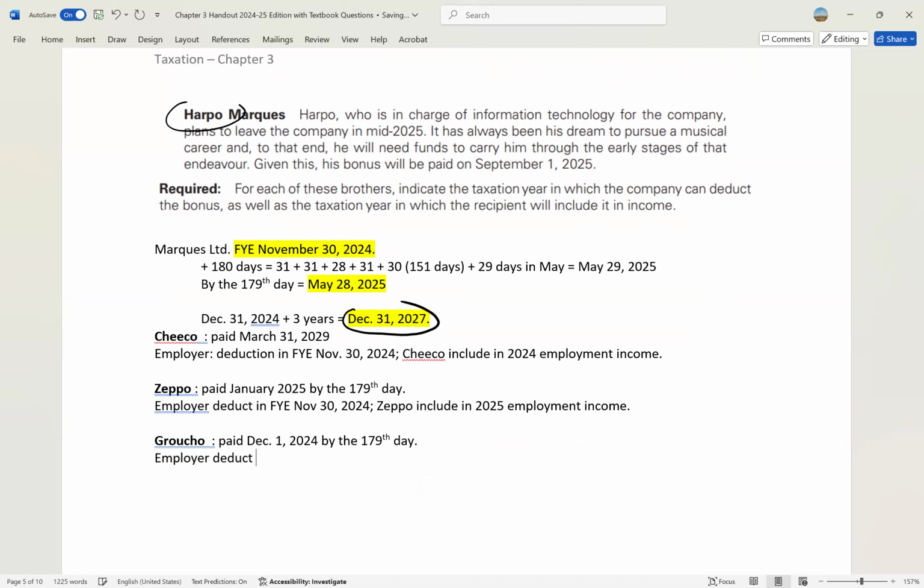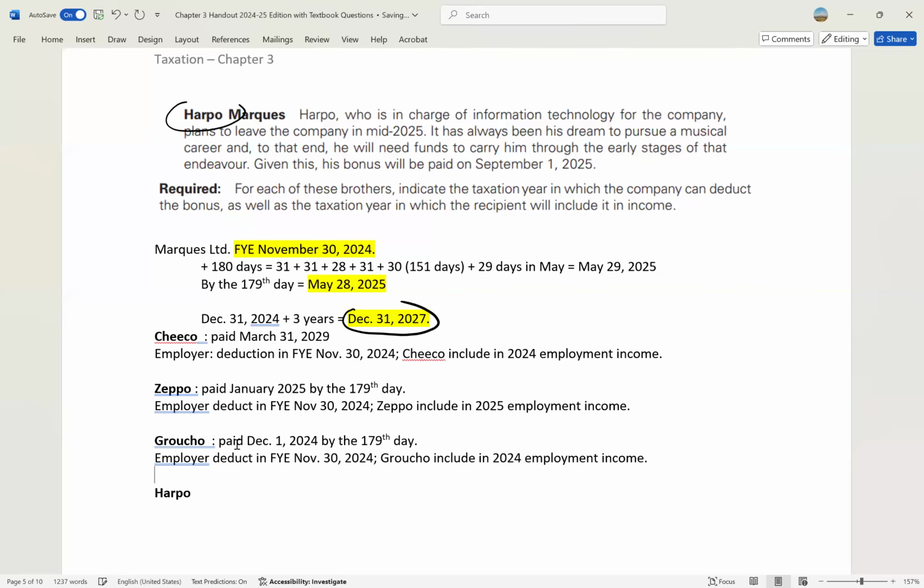Employer would deduct in fiscal year ending November 30th, 2024. And Groucho would include when received, but it just happens to be in 2024. So he would include that in the 2024 employment income calculation. So if Groucho had waited until January 1st, 2025, then he wouldn't have to include that until 2025 employment income.